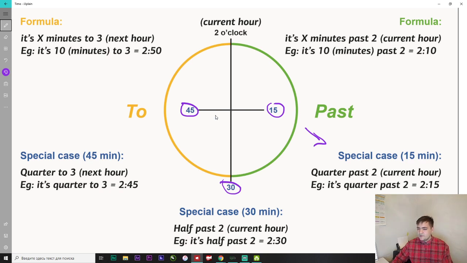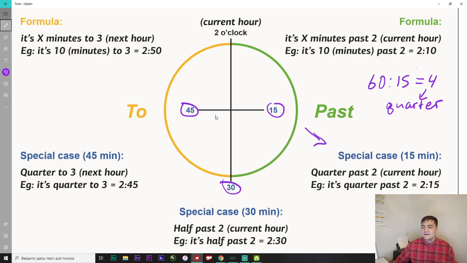Well, actually, if we divide 60 on 15, we get 4. But 4, okay, well, 4 part of something, fourth, четвертое. Fourth part of something is called quarter. Четвертая часть чего-либо называется четвертью, alright? So quarter means четверть. That's why, to be shorter and not to say 15 minutes, we just say quarter, alright? So, the special case for 15 minutes will sound like that.